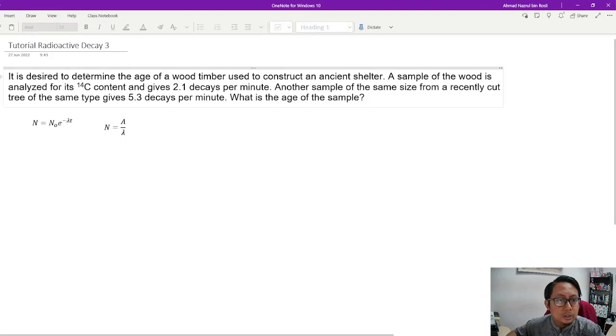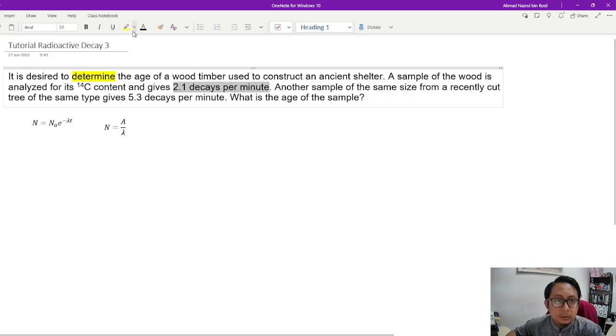So this is a question related to finding the age of wood timber. They found maybe very old timber that was used for an ancient shelter. The sample of the wood is analyzed for its carbon 14 content. So we try to find the carbon trace, which gives 2.1 decays per minute.